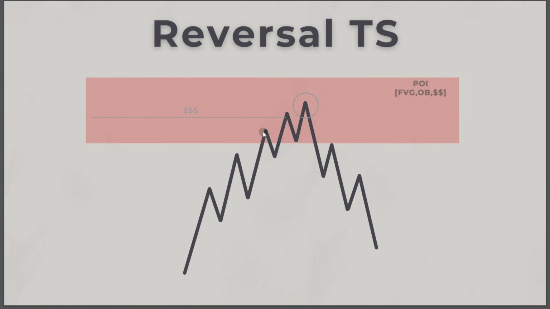We're going to start first with the reversal turtle soup, and this is what I don't want you to execute. This is the trade that I want you to avoid. Now, there are people who have enough experience and that's their model. So they're good at this. They can actually execute this. They know the risk of this model.